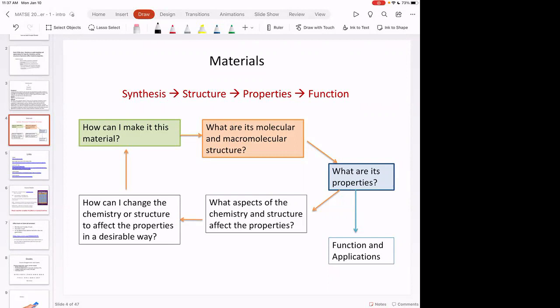Things like that. And then once we talk about synthesis, what is the macromolecular structure? What does that chain look like? It turns out there's a bunch of different polymer chains, and so we're going to talk about polymer chains a lot. What are their properties? And then we turn the circle. What aspects of the chemistry and structure affect the properties? And then eventually you can connect this loop and say, okay, if I want a different polymer, this is what I would do.